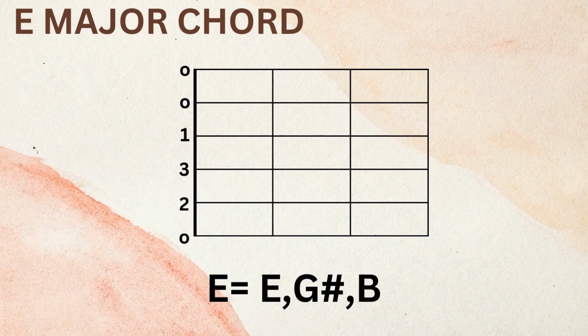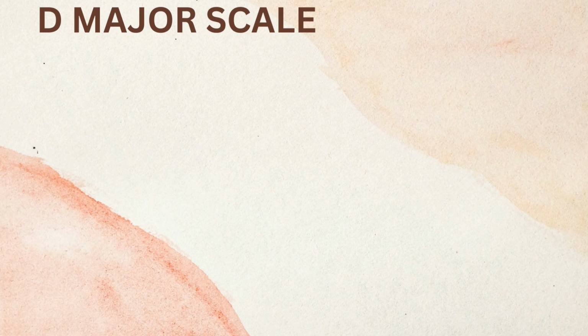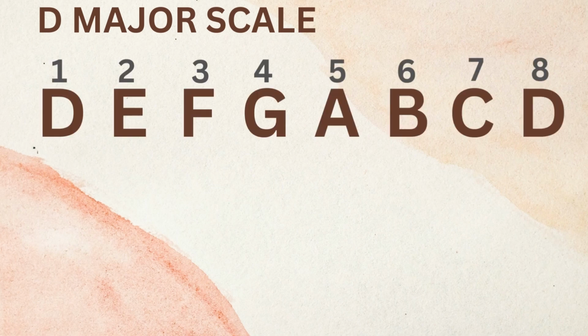On the chord chart, the E major chord is composed of the fretted notes B, E, G sharp, and the open notes E, B, and high E. D major scale. Same procedures. Write down the notes from D until going back to D. Examine the distances to satisfy the whole, whole, half, whole, whole, whole, half condition.